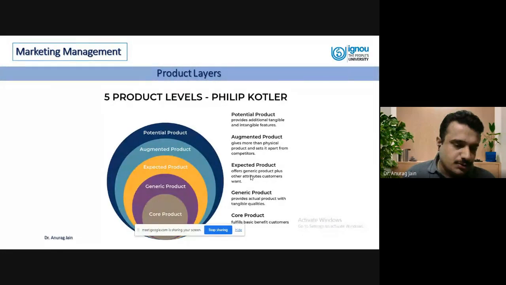What is the idea? These 5 product levels or layers have been propounded by Dr. Philip Kotler. The core idea is that a product is not just a product, but has multiple utilities. It can solve different purposes, and based on those purposes, there can be different product levels or layers that we can come up with. And that's the idea this framework or concept is trying to communicate.